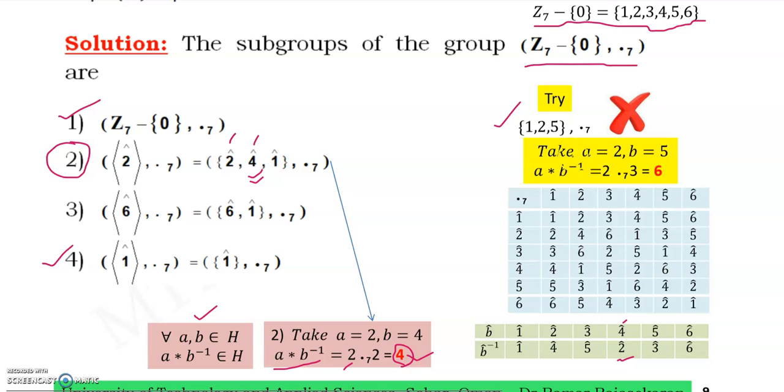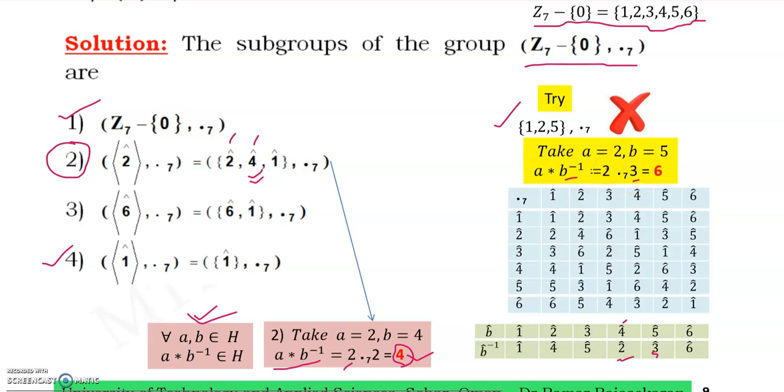Now I take a is equal to 2 and b is equal to 5. Now again you apply this condition. What is the condition? a star b inverse. What is a? 2. What is b? 5. But what is b inverse? The inverse of 5 is 3, so here I put this b inverse as 3.